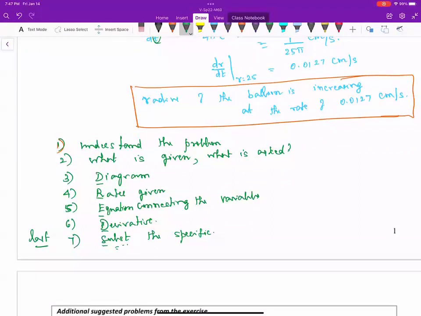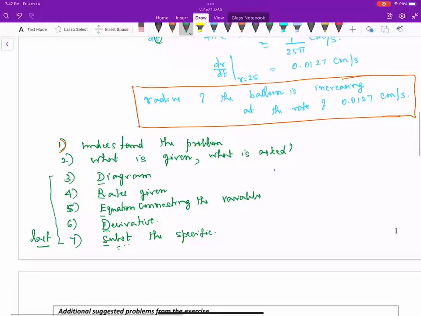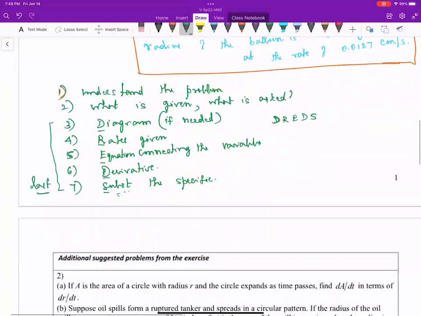So these are some of the things that you can remember, the steps. We normally use a mnemonic for this called DRED. D is for the diagram, if needed, if it helps, a chart, and R is the rates given in the problem, and set up an equation, take the derivative, and substitute the specific values.